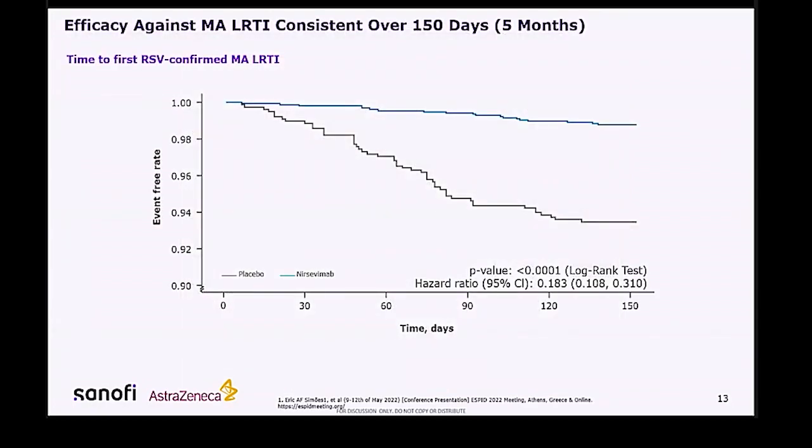Another important factor when evaluating any potential protection from RSV is the durability of that protection. Here you can see a graph that shows the protection from the nirsevimab is consistent across the 5 months of a normal RSV season, and that at 5 months, the curves are continuing to diverge. And there is now additional data that suggests protection lasts beyond these 5 months. Next slide, please.